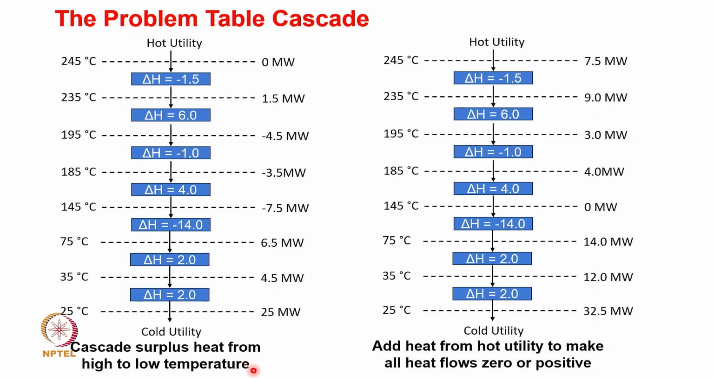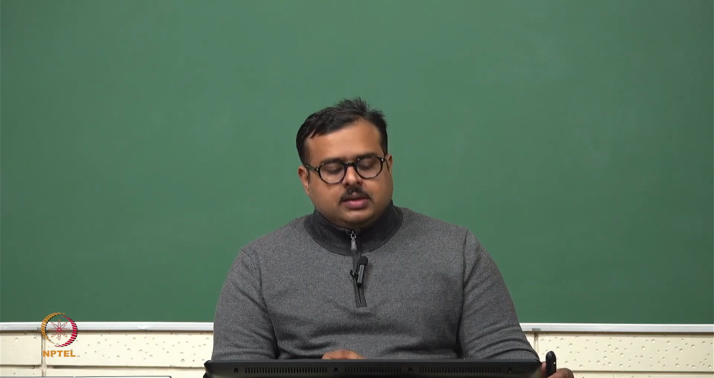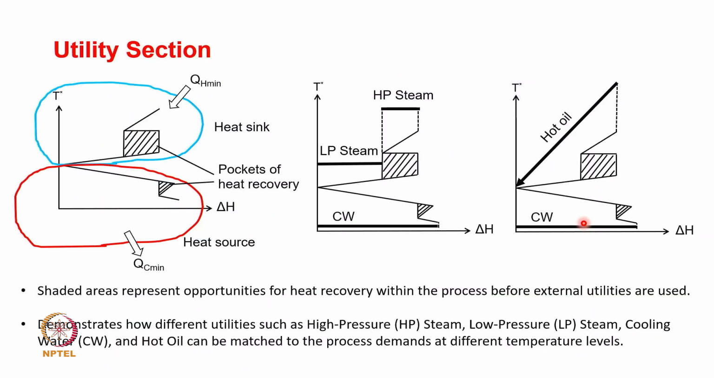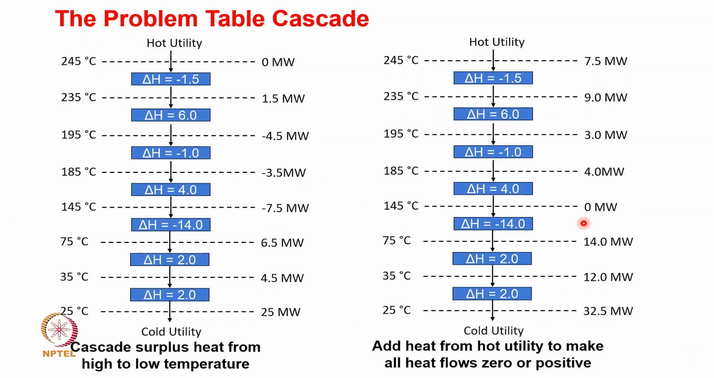In the cascade, surplus heat is transferred from high to low temperature, and of course the remaining. So to make the maximum, the maximum here is minus 7.5, which is the deficit, and you can add that by supplying a heat utility value of 7.5, and the whole becomes 0. So once that is done, see what we have done? We have added additional heat utility and additional cold utility.